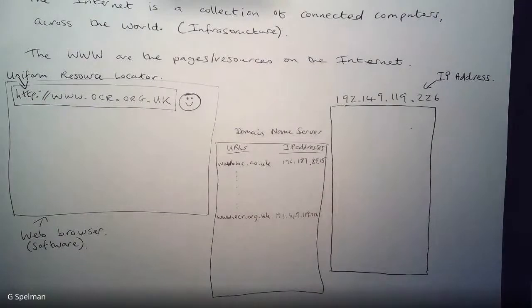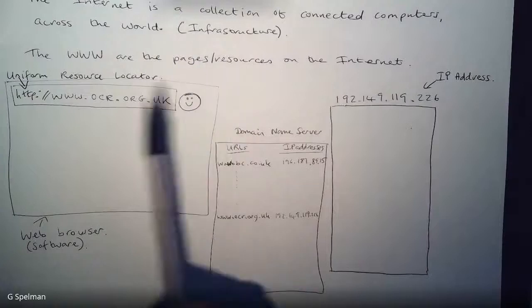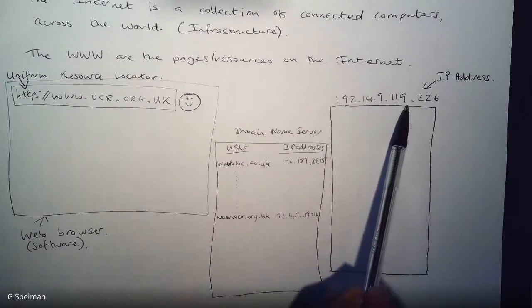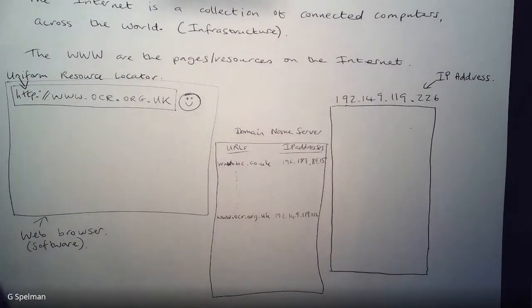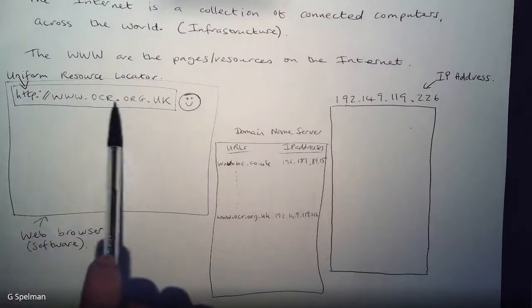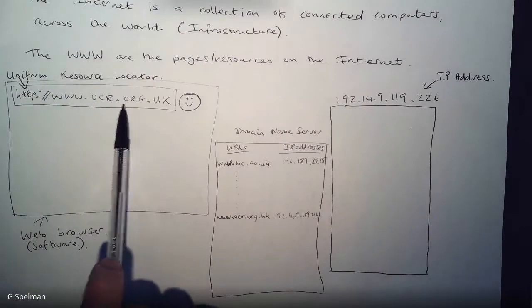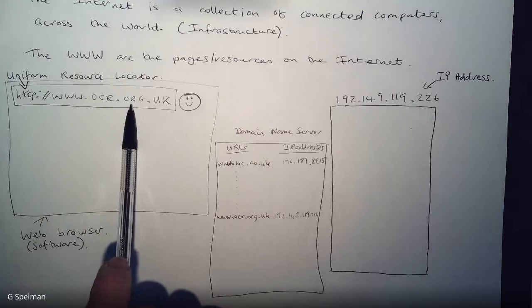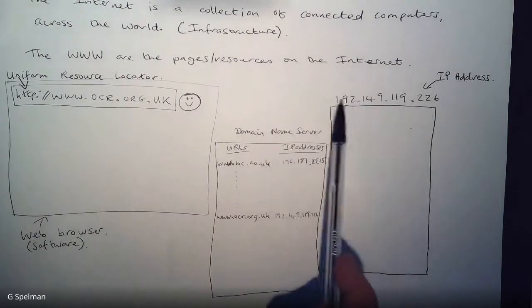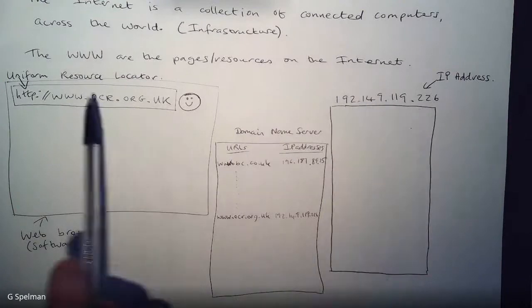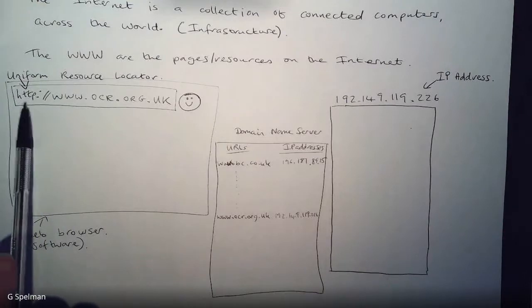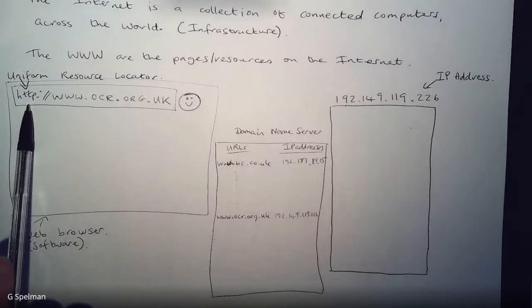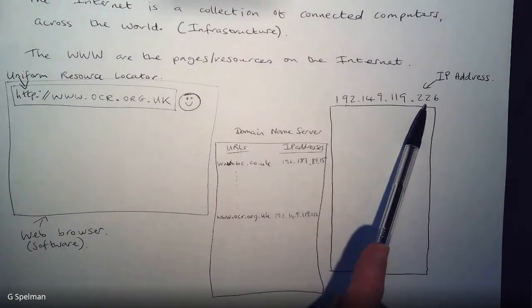So let's take them in turn. The first one could be, compare a URL with an IP address. And that's quite straightforward. This URL here can have words or characters, whereas the IP address just has numbers. This URL here also contains the protocol that's being used, whereas this only has the address.